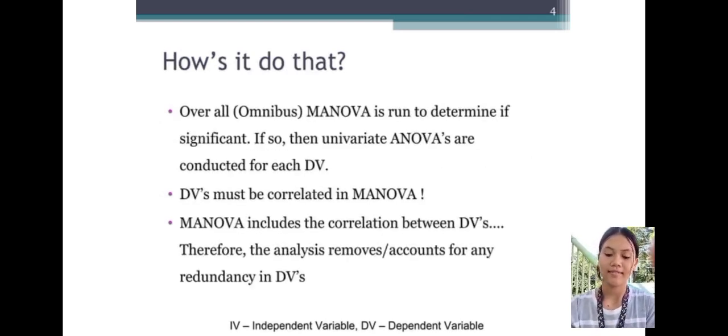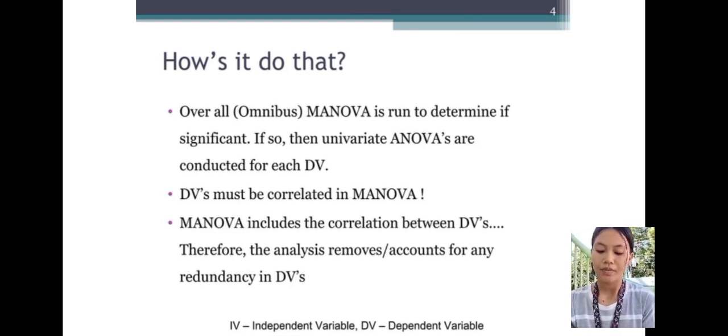How do we do that? Overall, an omnibus MANOVA is run to determine if it is significant. If it is, then univariate ANOVAs are conducted for each dependent variable. Dependent variables must be correlated in MANOVA. MANOVA includes the correlation between dependent variables. Therefore, the analysis accounts for any redundancy and dependence.